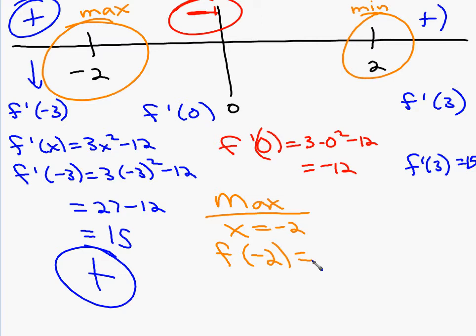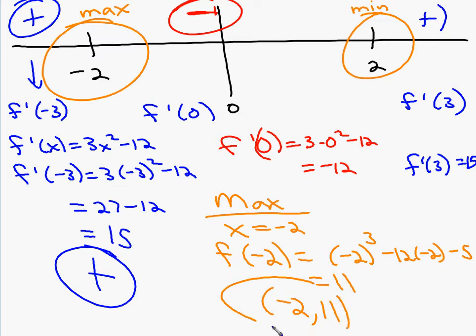F of negative 2, well, that's going to be negative 2 cubed minus 12 times negative 2 minus 5. That turns out to be 11. So my actual maximum value is negative 2, 11. That is the actual location of the maximum value. Everybody follow that? Just once you find out that negative 2 is the x-coordinate, you just have to plug it back into the original to see what that maximum function value is.